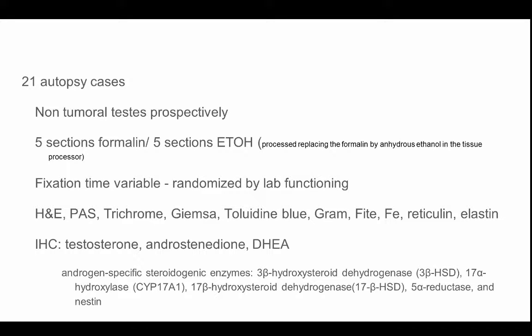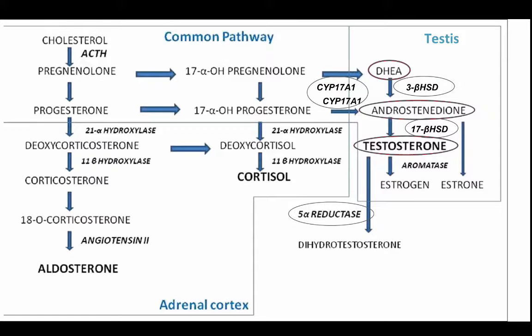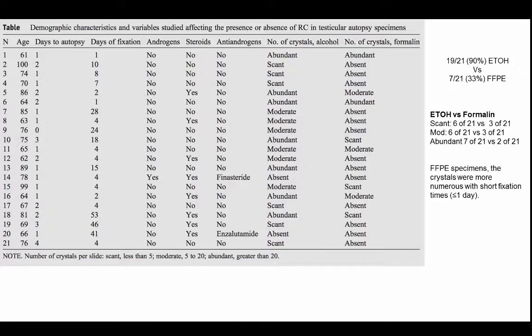We did a number of additional special stains to see if we could highlight them better, as well as a broad panel of immunohistochemical stains looking at androgenic hormones and androgenic enzymes to see if we could get any positivity. If you remember the biochemistry of the steroid synthesis pathway, the stuff that's unique to androgen production that happens within the testicle, turning hormones into testosterone, these are the enzymes and these are the hormones that we bought antibodies against and looked at. So these are the results.